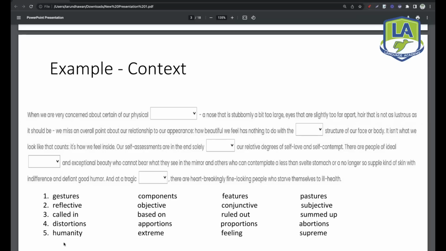So humanity doesn't convey anything negative. Supreme does not convey anything negative. We have extreme, and anything which is extreme is harsh, it's negative, like we say extreme heat. So tragic extreme, though it's a combination, it falls into the category of a phrase or a collocation also. But even if we don't know that, we can still select the answer that we need a word which conveys something negative. And out of the options, there's only one word which is extreme, which conveys negativity.